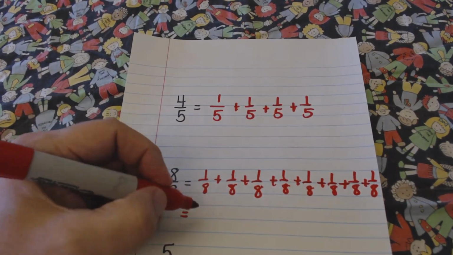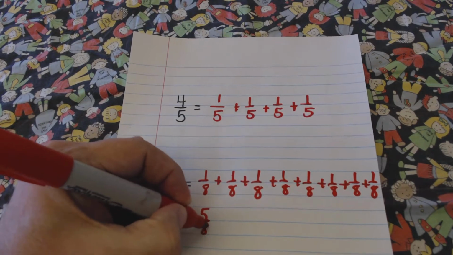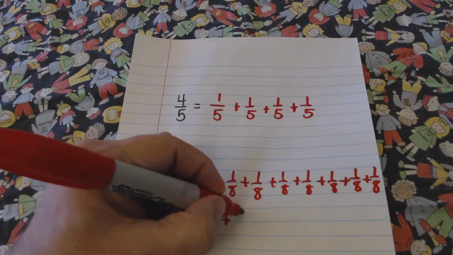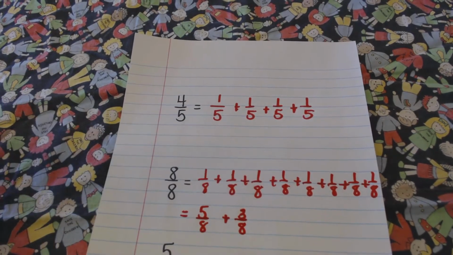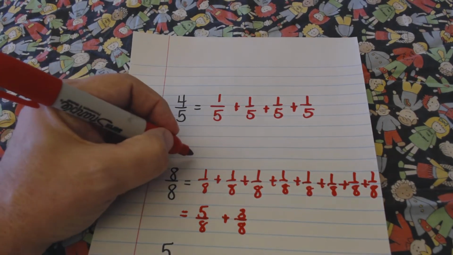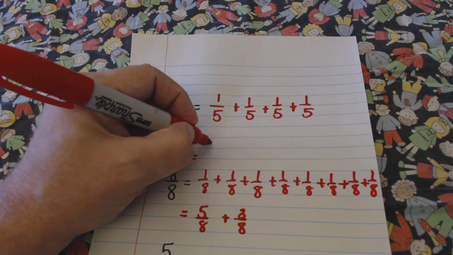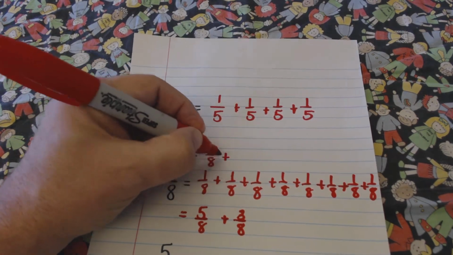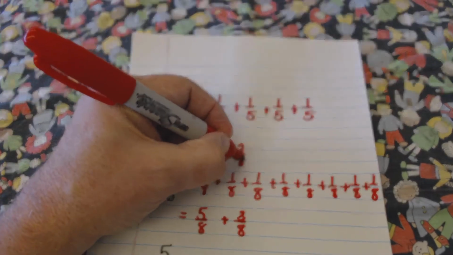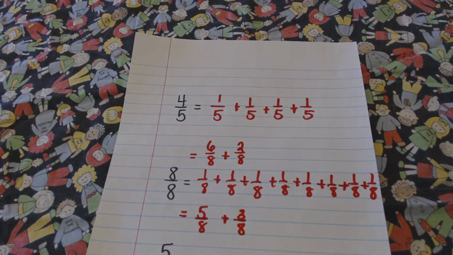Another way might be, say, 5/8 plus 3/8. That would equal 8/8. And yet another way, we could do 6/8 plus 2/8. There's lots of different ways we could do that.